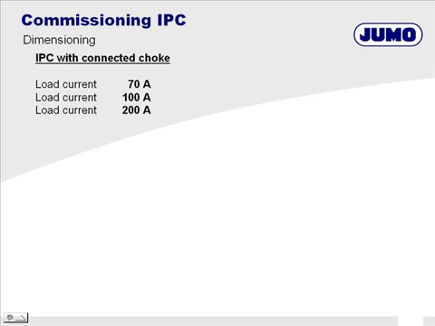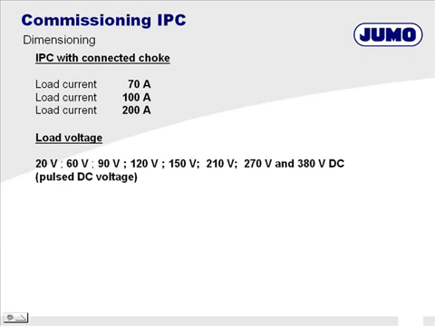The IPC with corresponding choke is available for load currents of 70, 100 and 200 amp. The load voltage is available in different versions up to 380 volt. EMC filters for currents up to 100 amp can be used.